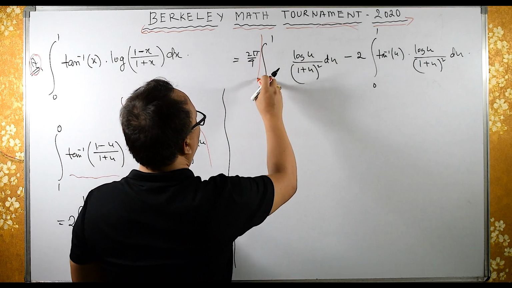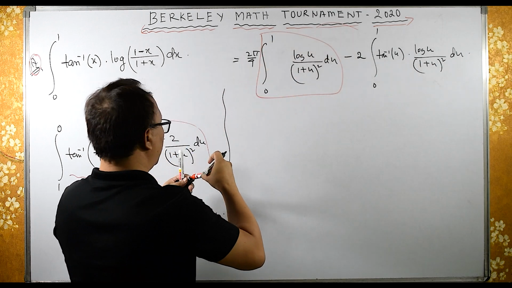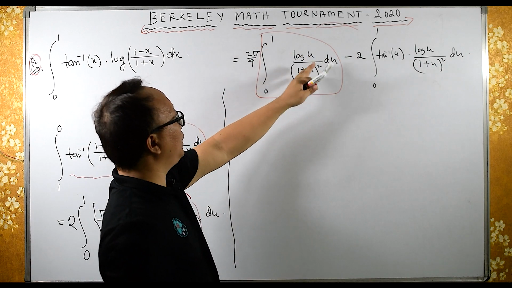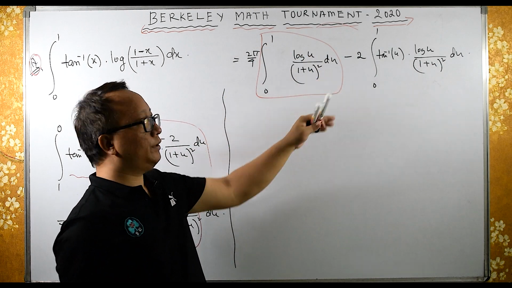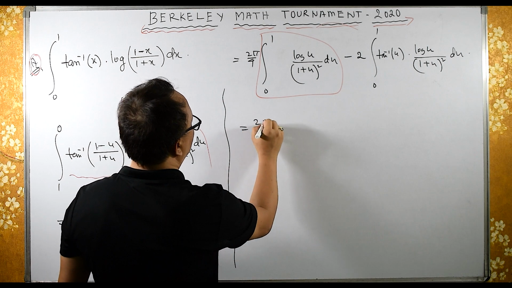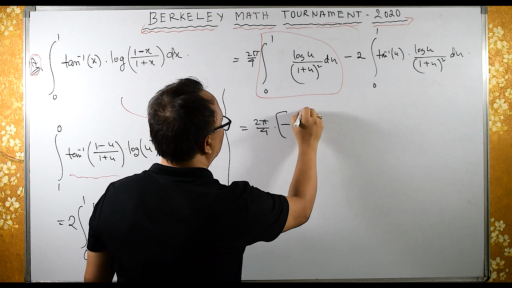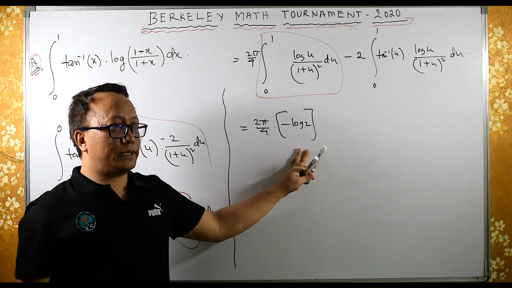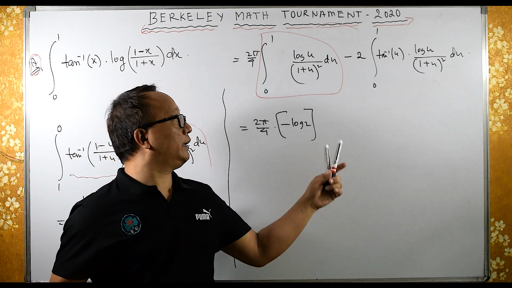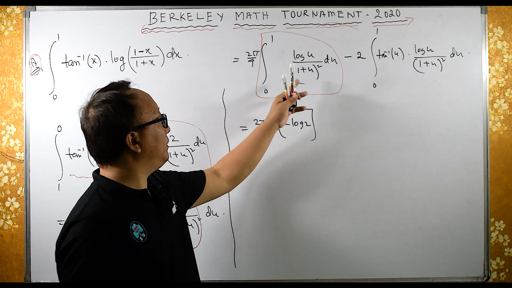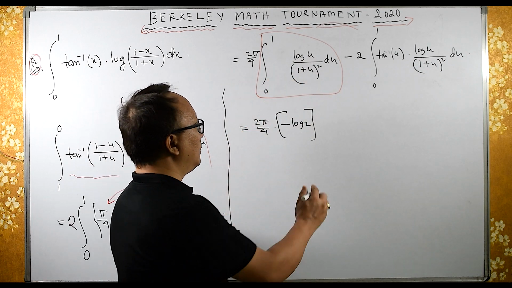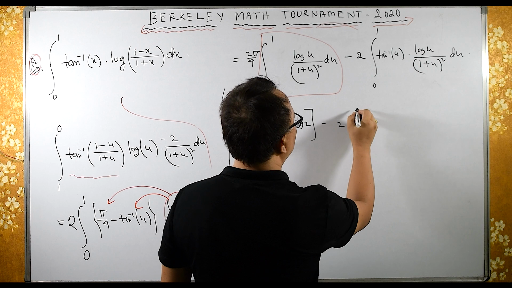This pi by 4 I can send outside, so this is 2 pi by 4. The integral from 0 to 1 of log u upon (1 plus u) square du, we have, is minus log 2. How does log 2 come? I will write in the description the working of this integration. So I am using the integration of this as equal to this, minus 2.